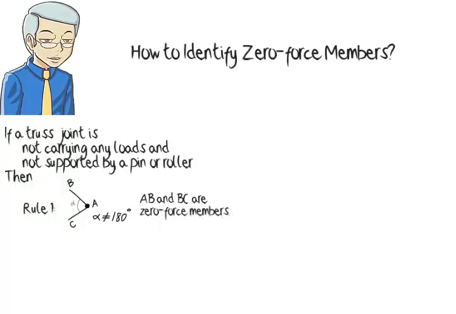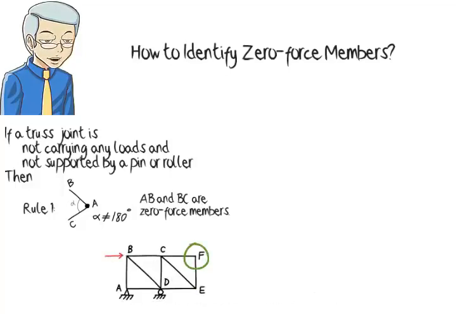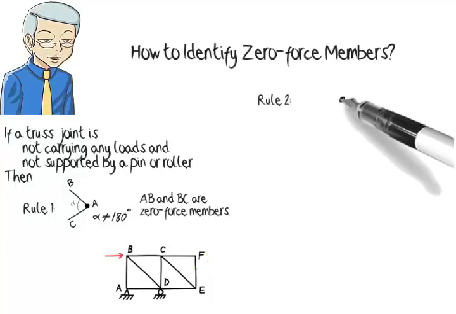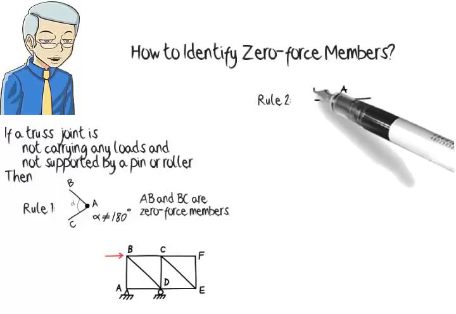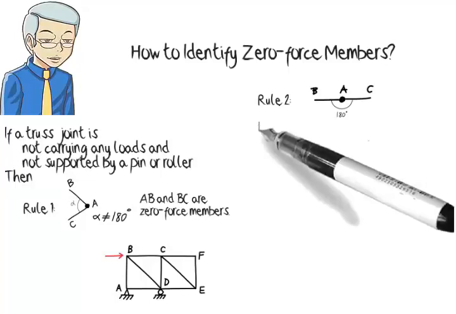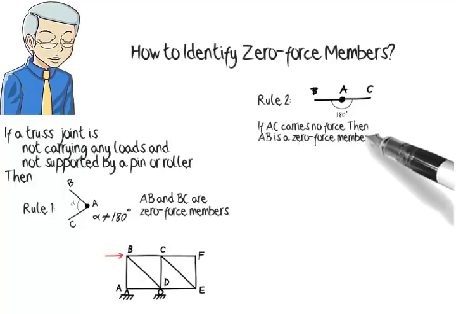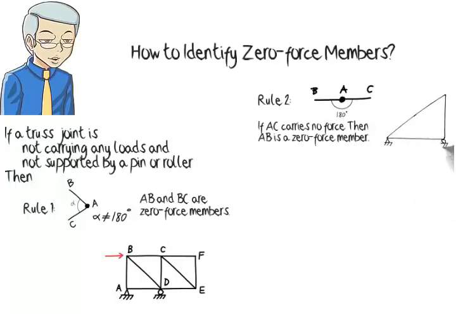In this structure, joint F connects 2 members only, and there is no load or support at the joint, therefore both EF and CF are zero force members. Rule 2. If the joint connects 2 members only and the members are collinear, that is, the angle between them is 180 degrees, and one of the members carries no internal force, the other one is also a zero force member. Consider the 2 members AB and BC. If the force in member AB is 0, since the members are collinear, BC is also a zero force member.